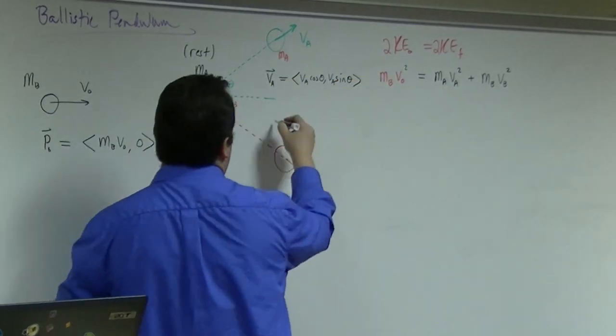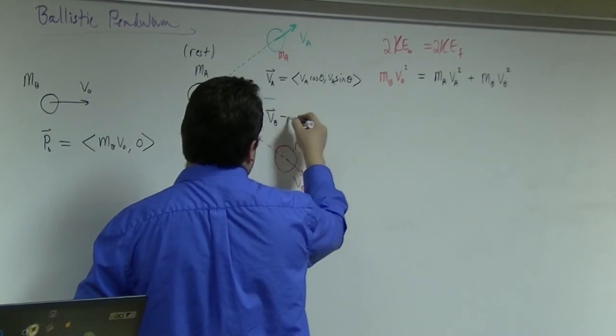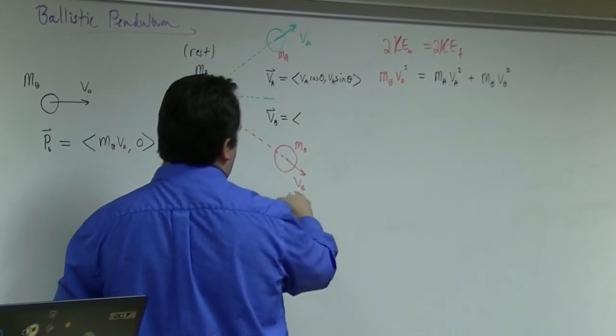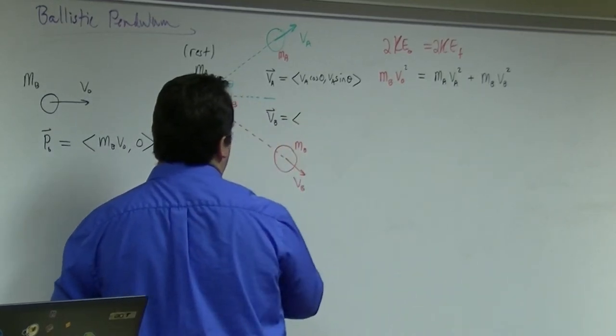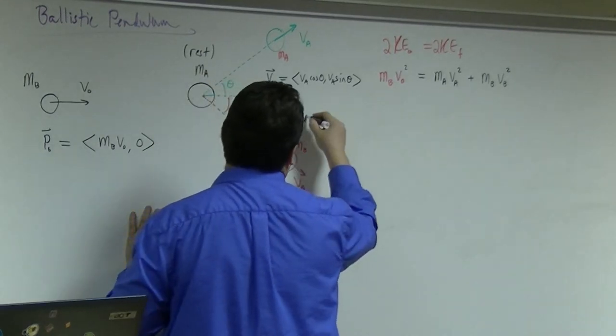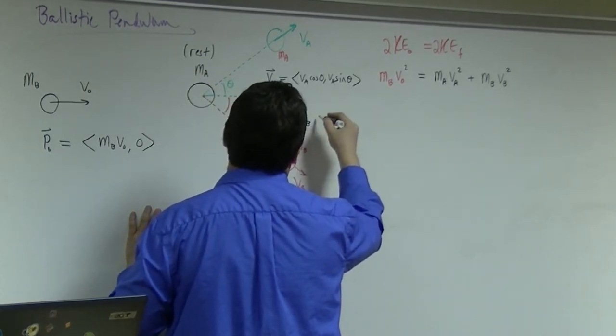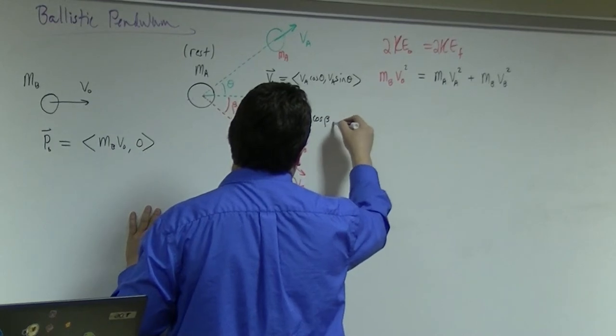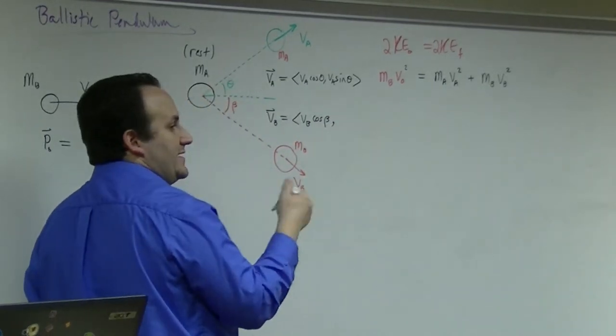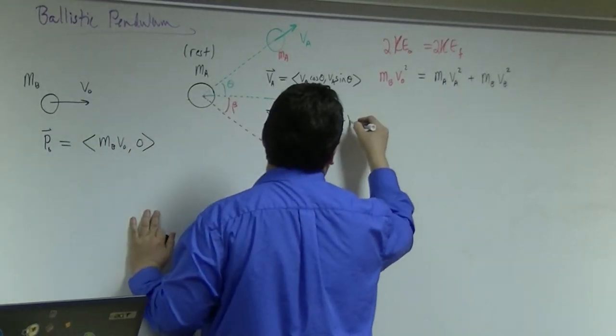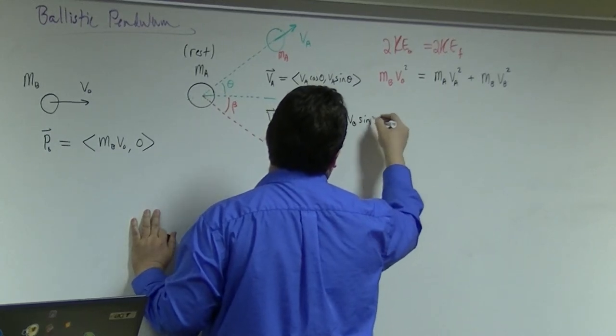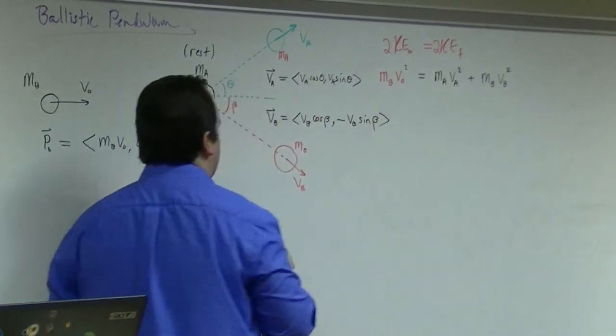On the other hand, VB as a vector, the speed is VB, the actual velocity vector would be VB cosine beta, and to be careful here, we need a minus now, minus VB sine beta. Sorry, beta.